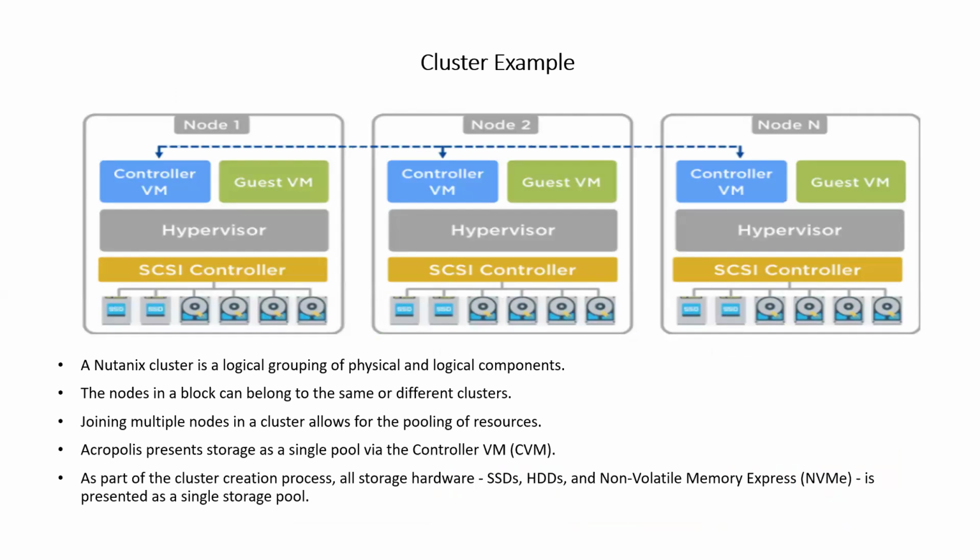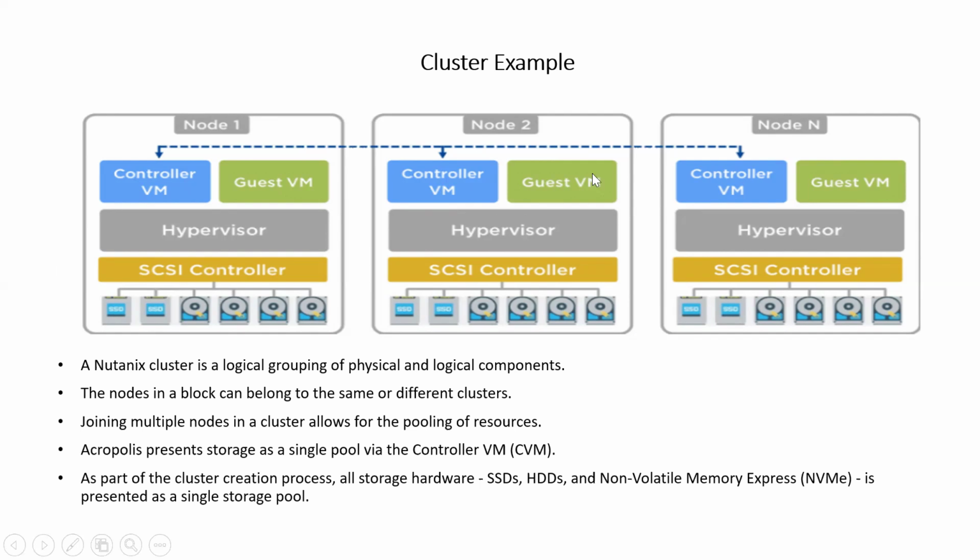So like I said, here is the same thing. Here we are showing the three node cluster. It's nothing but a logical grouping of physical and logical components, right? Here we see all the nodes have their controller VMs. This is the node, and this is the storage part: two SSDs, four HDDs, then the SCSI controller, and on top of that we have installed the hypervisor, and on top of that we have the controller VM.